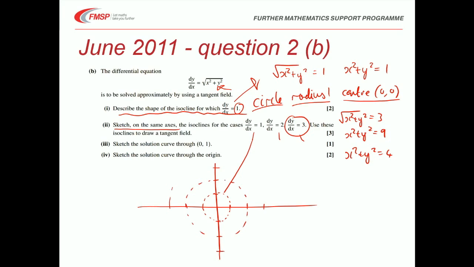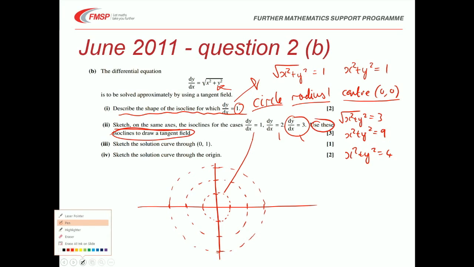And I've got a really predictable diagram turning up. These are the isoclines. They are not solution curves. What they do is they let me figure out what the gradients look like in certain places, because it does ask me to do that. It says use these isoclines to draw a tangent field.